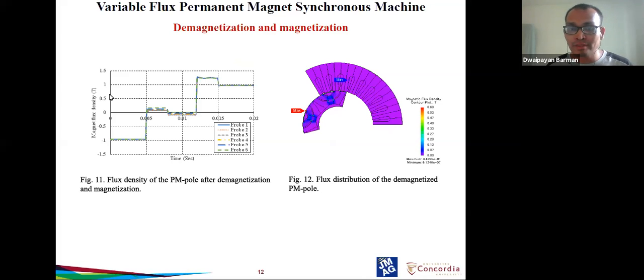And flux distribution of the alnico-9 magnet of the demagnetized permanent magnet pole obtained from the JMAG is shown in figure 12, and we can see that the flux density of the alnico-9 magnet is close to 0, and we can conclude from this observation that the alnico-9 magnet can be completely demagnetized.